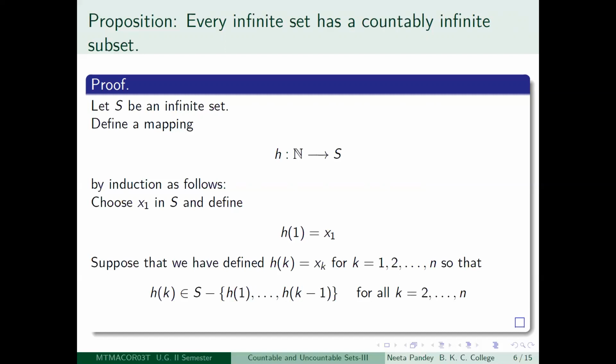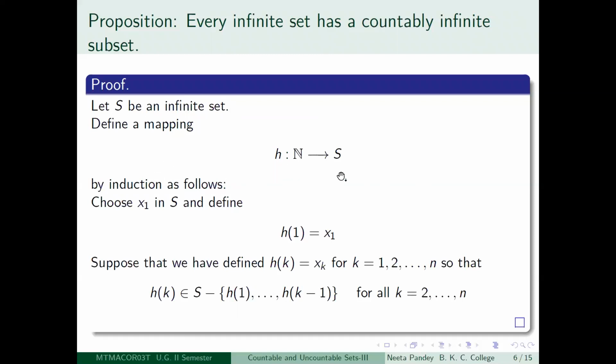What we do is, the basic idea is that we will try to get an injective mapping of the set of positive integers into S. Then since I get an injective mapping, the image of that mapping is going to be a countably infinite subset of S. So let us start. First you assume that, call that set something. So take any infinite set and suppose that is capital S. Now we want to define this mapping little h from N to S. So this we will do by induction.